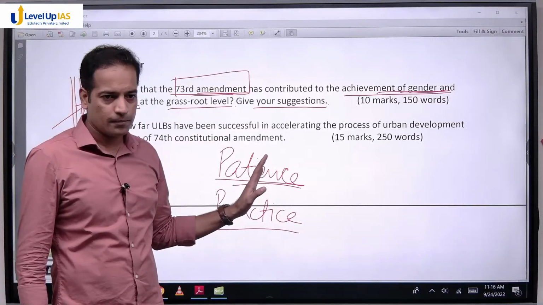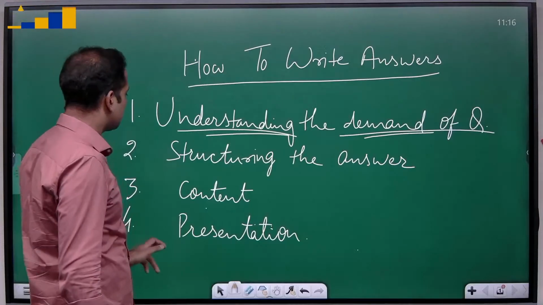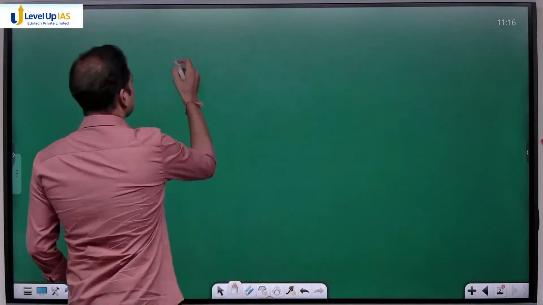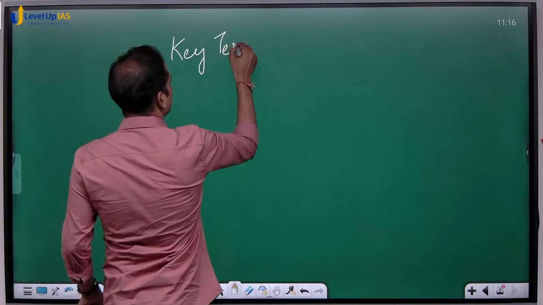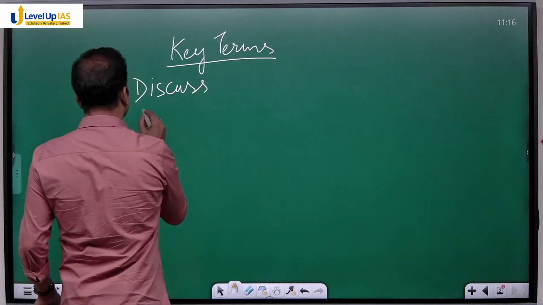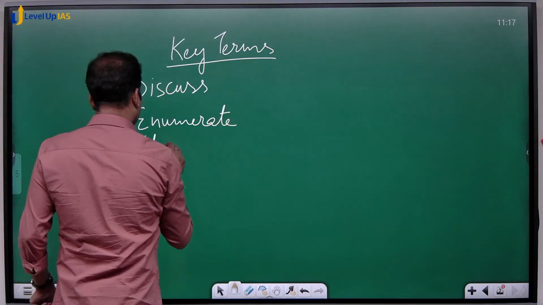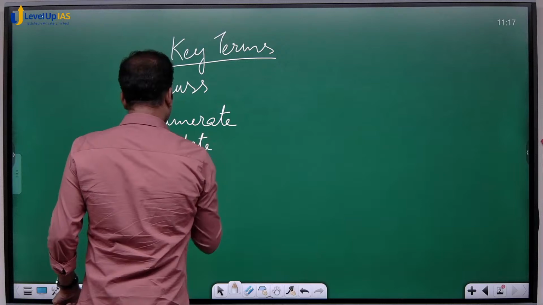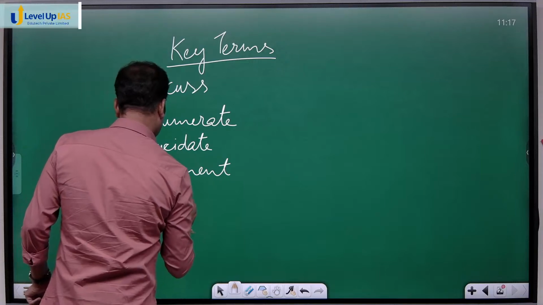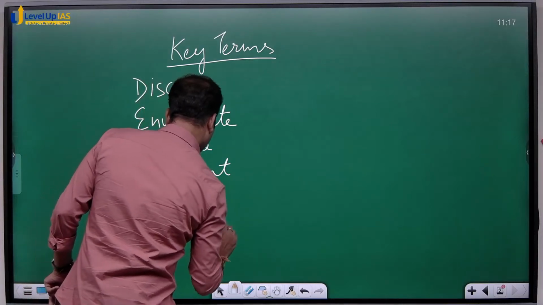Right. Okay. So in understanding the demand of the question, there is another aspect to it. So we are adding one more screen. There are some key terms, like discuss, then enumerate, then elucidate, comment, analyze, and critically analyze.